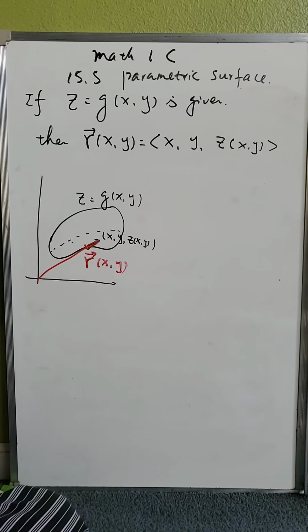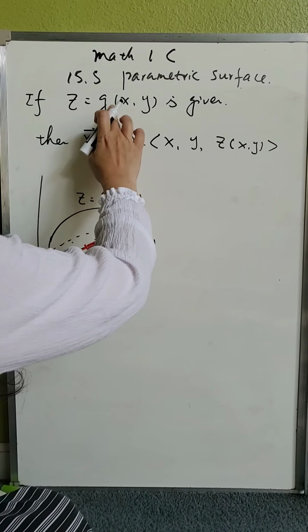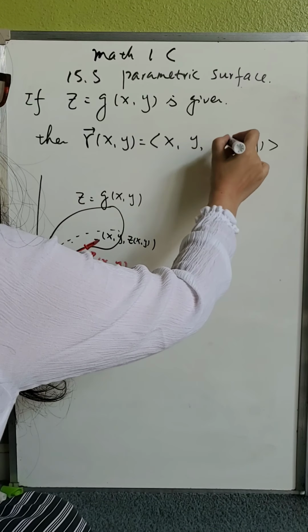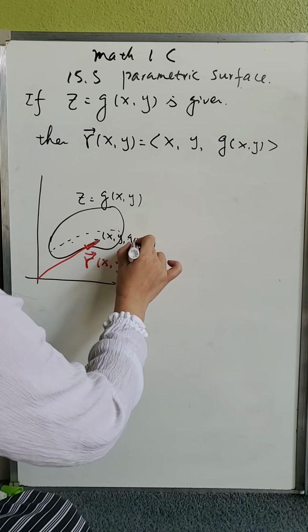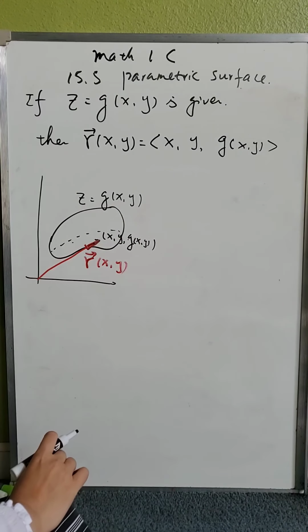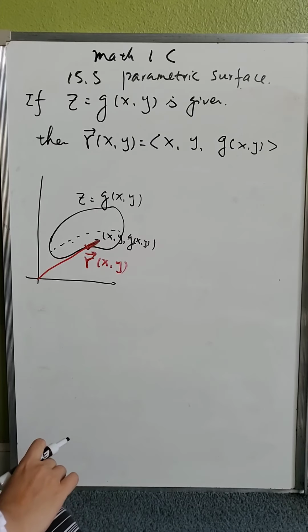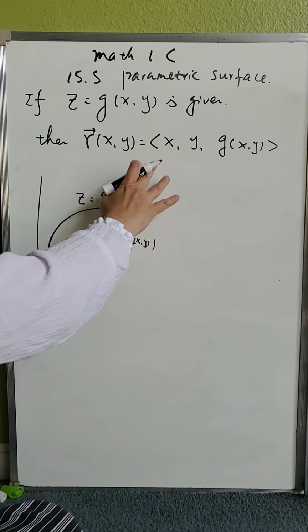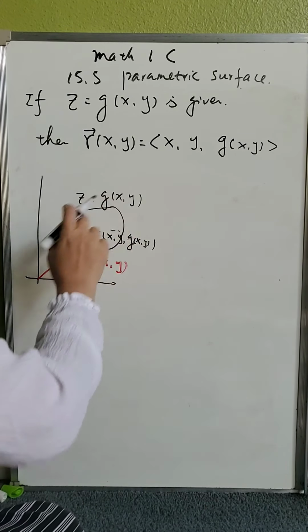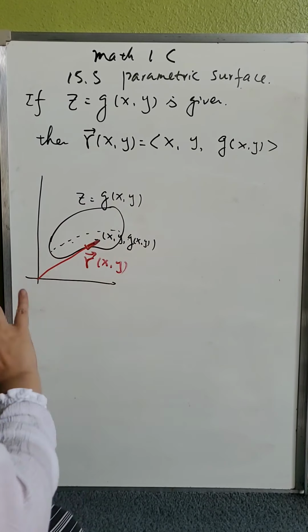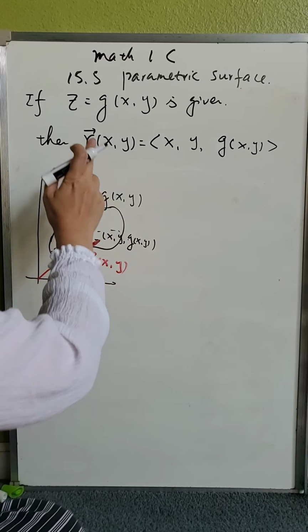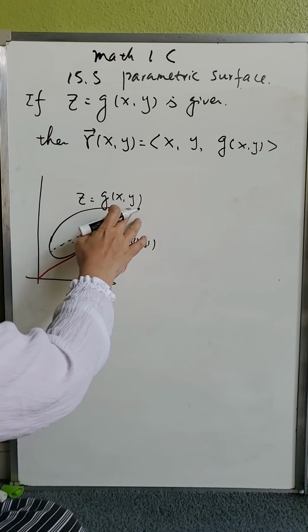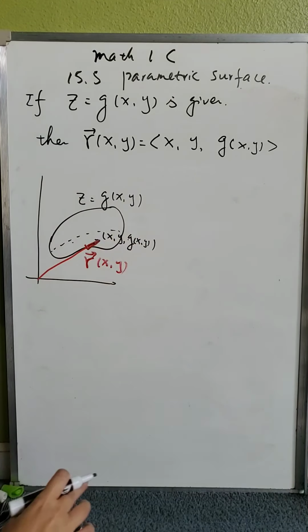So that is g(x, y). I use either z or g(x, y), sorry. So that's for when this is given to you. If this is given to you, things become very, very easy, and we will do that in chapter 15.6. We will see how easy it is.